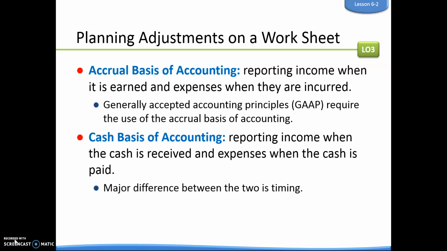The cash basis of accounting is where we report income when the cash is actually received and expenses when the cash is actually paid. The major difference between the two is simply timing. One is used when cash is received. The other is when income is either earned and expenses are incurred. So we work with the accrual basis of accounting. They just want you to be aware that there is such a thing as the cash basis. It's just that it isn't kosher with GAAP.